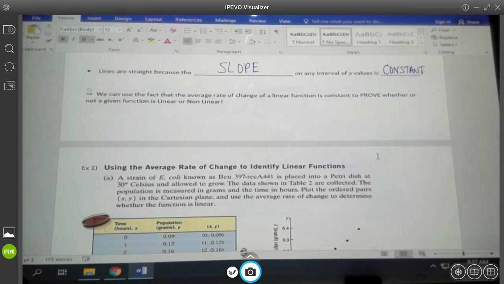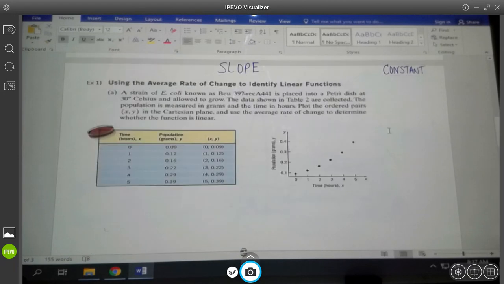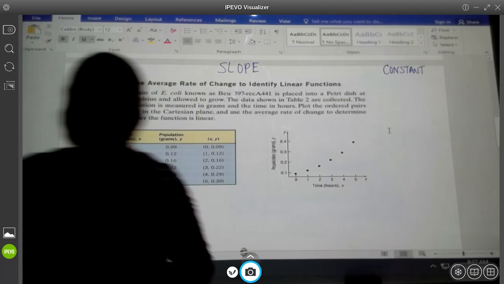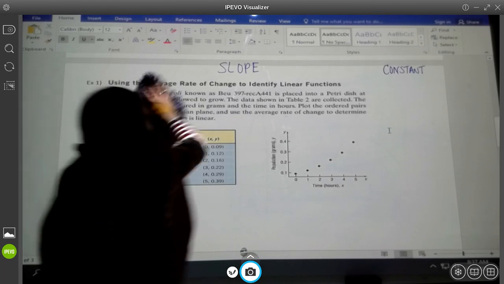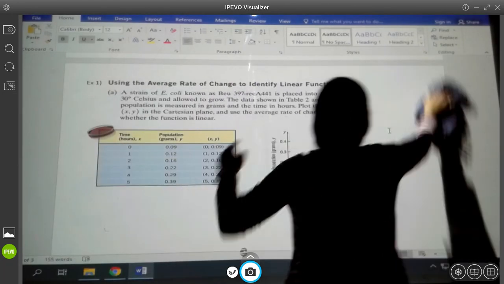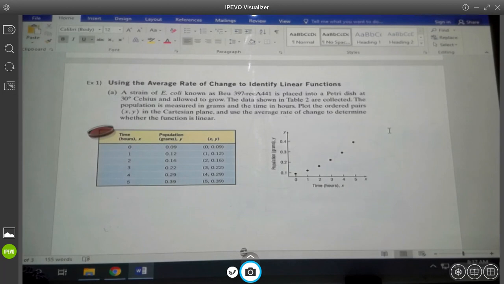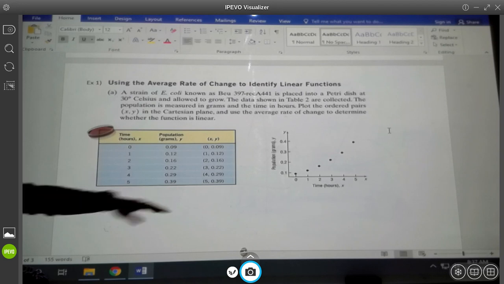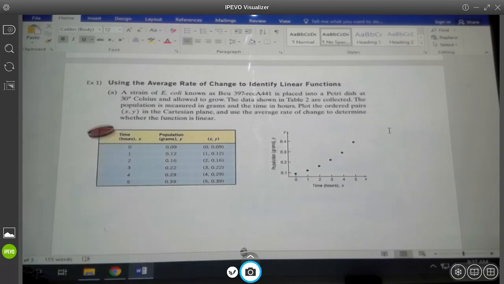So guys, look at example 1. Using the average rate of change to identify a linear function. A strain of E. coli is placed into a petri dish at 30 degrees Celsius and allowed to grow. The data shown in table 2 are collected. The population is measured in grams and the time in hours. Plot the ordered pairs, they already did that for you, so we don't have to worry about that, in the Cartesian plane and use the average rate of change to determine whether the function is linear.